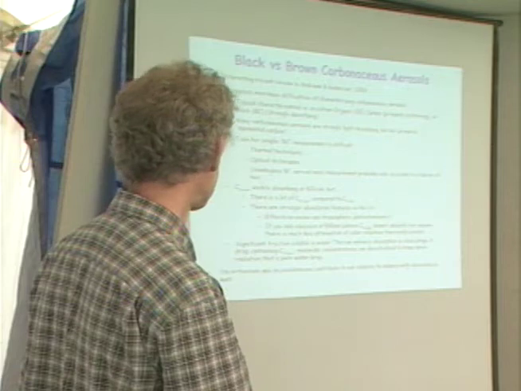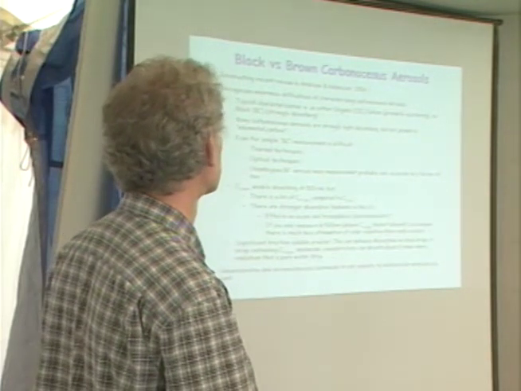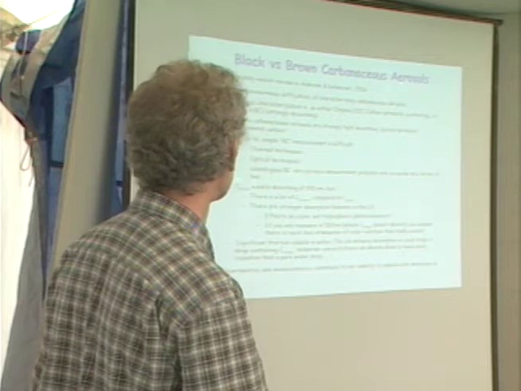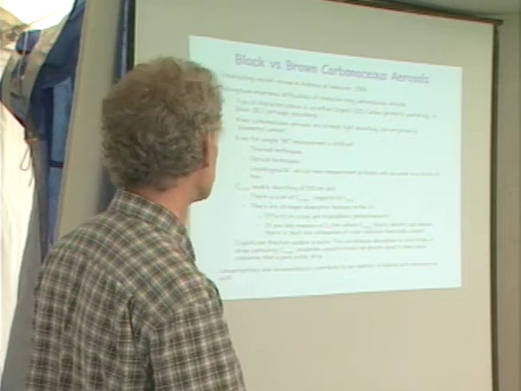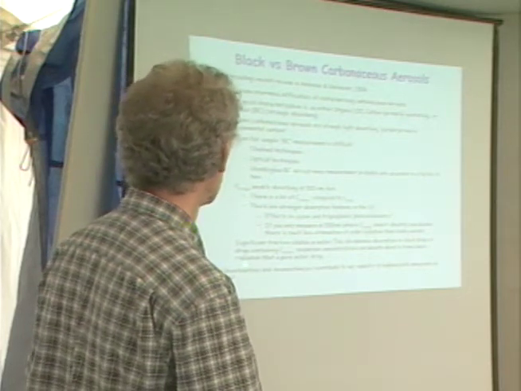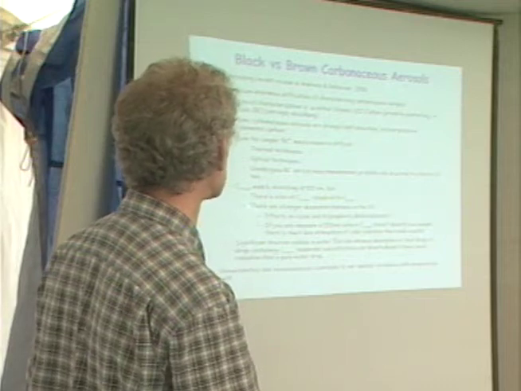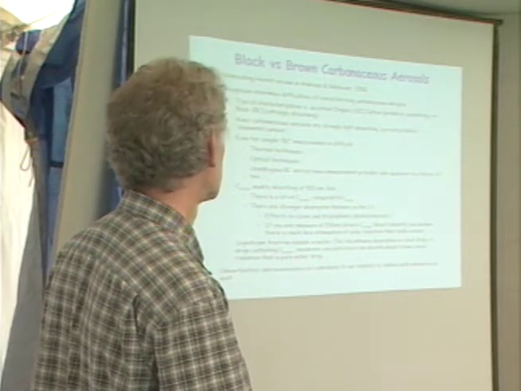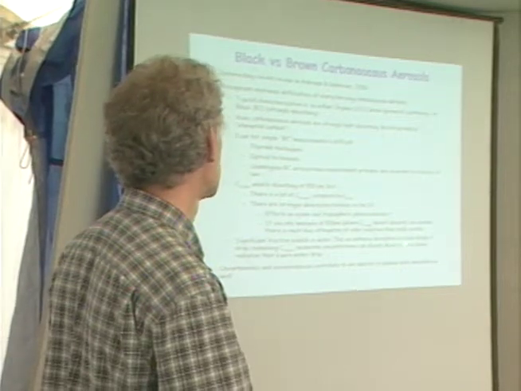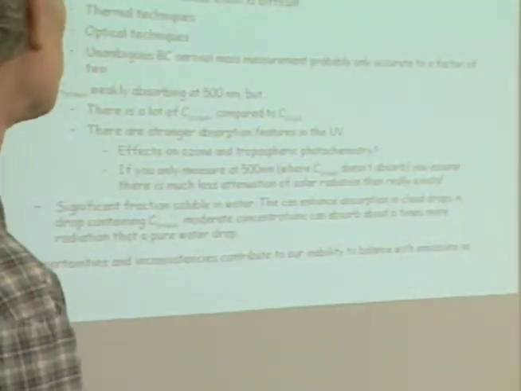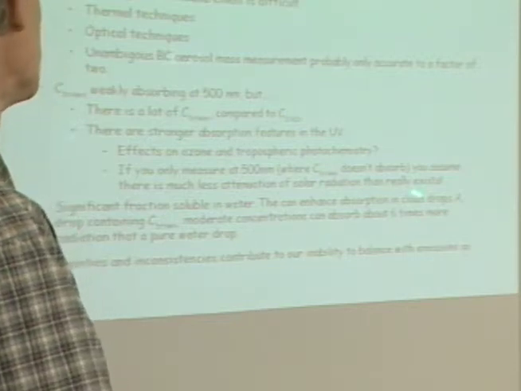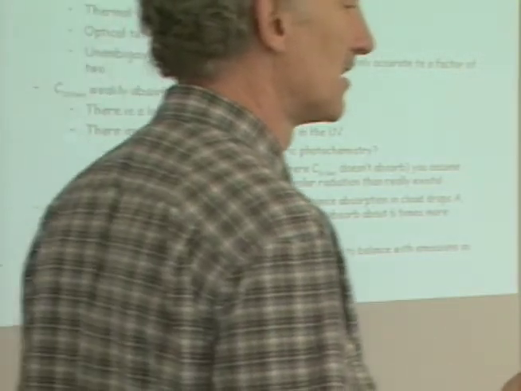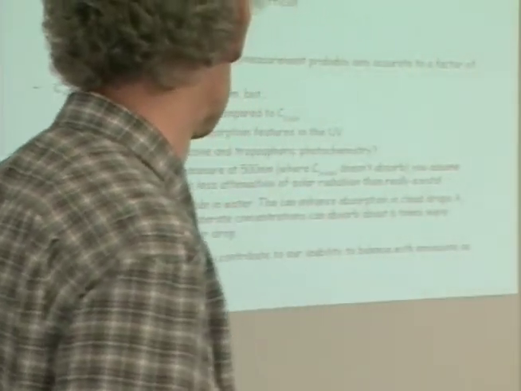They're also pointing out that there are strong absorption features in the ultraviolet from these brown aerosols, and that will have an effect on photolysis, for example, for ozone and tropospheric photochemistry, and that a significant fraction of the mass in these absorbing aerosols is soluble in water, and whatever dissolves in cloud drops can also contribute strongly to changing the absorption of the clouds themselves. And for particular mixing ratios, which I'm not going to get into, they've shown that you can change the absorption characteristics of the clouds by as large as a factor of 6.